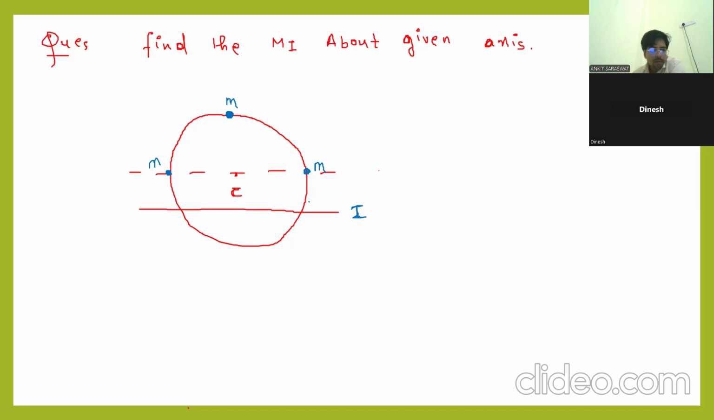Sir, what are the three dots? These are the three masses placed on the disk, small point masses. And these are placed at R by 2. Clear? Yes, sir. Solve this.